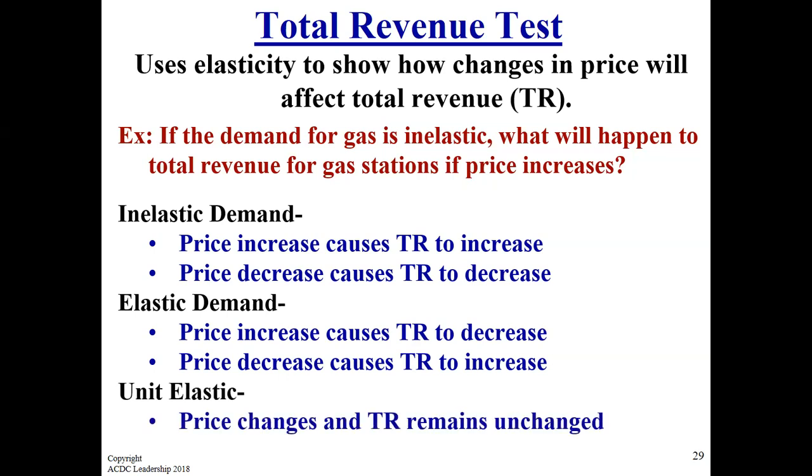And unit elastic, price changes and total revenue remains the same. And that makes sense, right? Because with unit elastic, if price goes up 10%, quantity demanded goes down 10%. So it just balances.